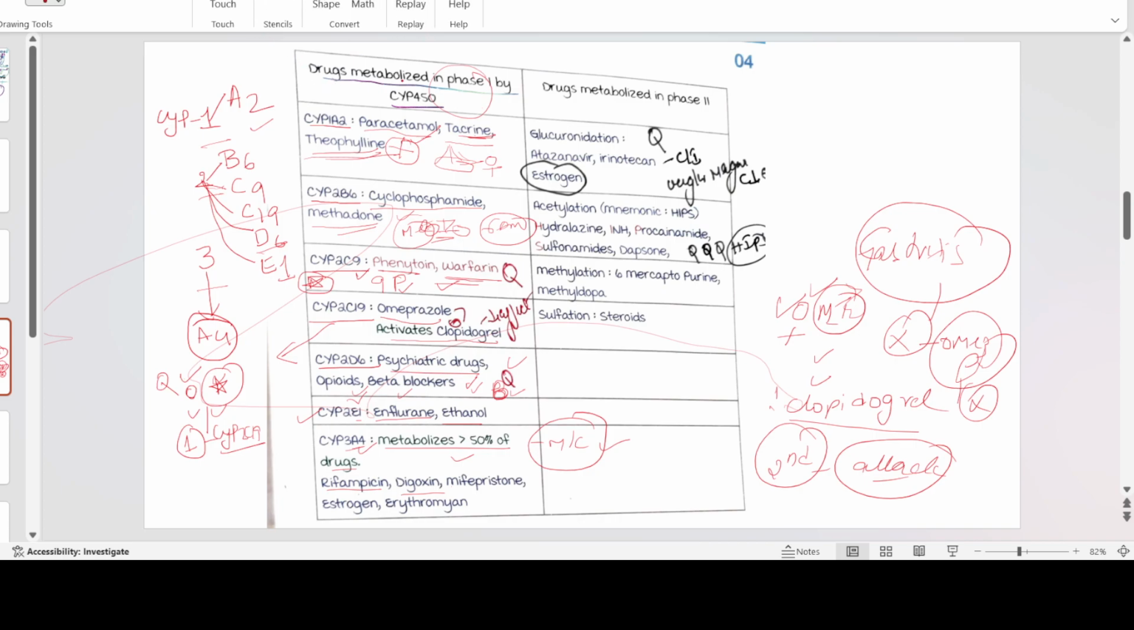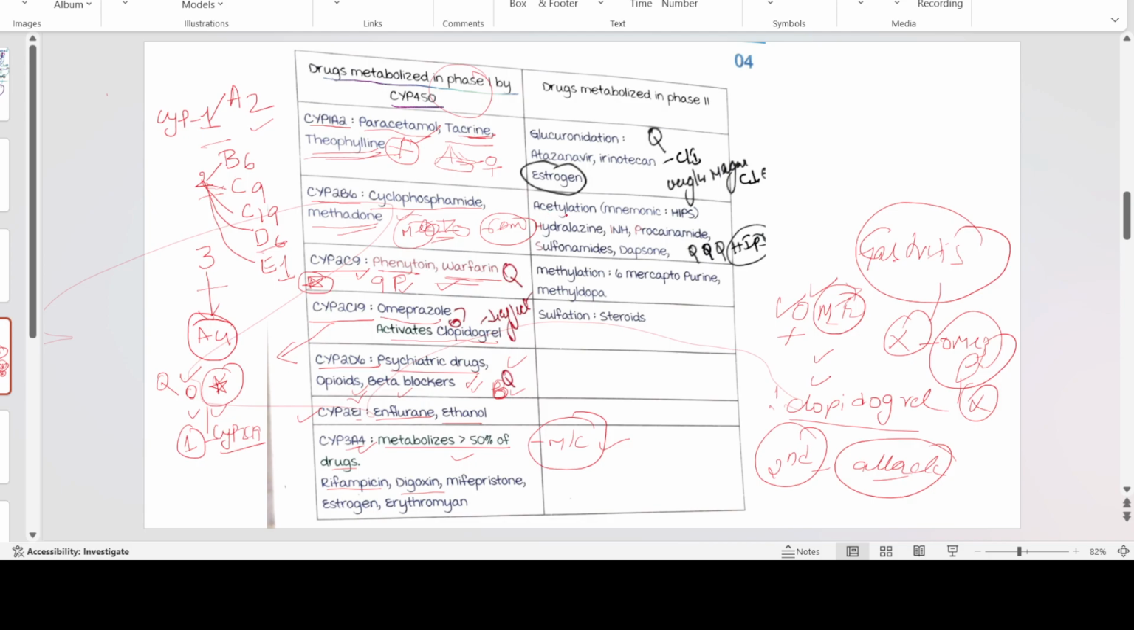Now, in phase two, you have a drug metabolized in phase two, and the first thing written here is something known as glucuronidation. The drugs include atazanavir, irinotecan, and estrogen.